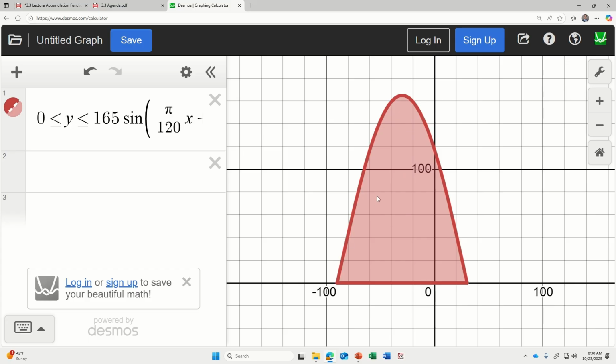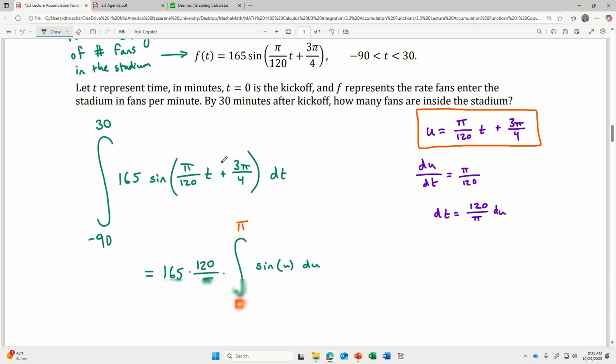Because if the rate that fans are entering the stadium is a pretty small number, then this area is growing pretty slowly as I pan from left to right. But whenever the rate at which fans are entering the stadium is a really large number, this area is growing really quickly as we pan from left to right. So there's a little bit of a connection, I hope, between the geometric picture and the idea of this rate of change accumulation function.